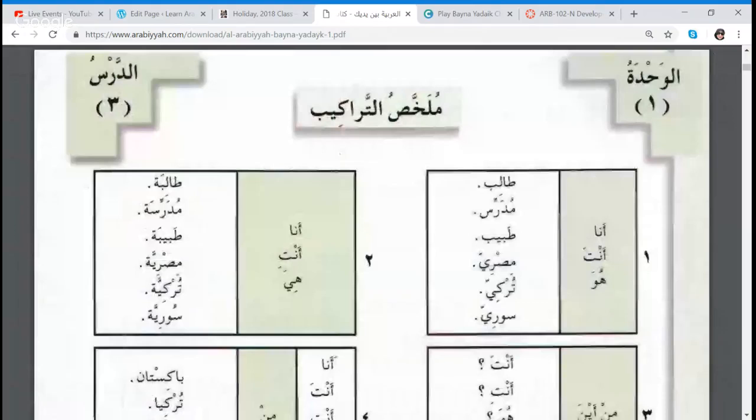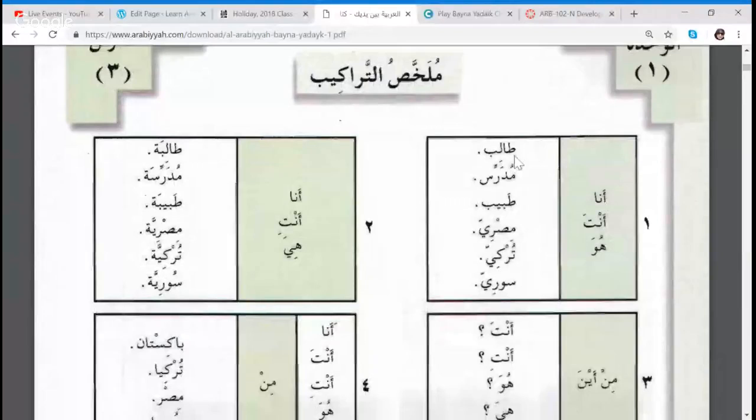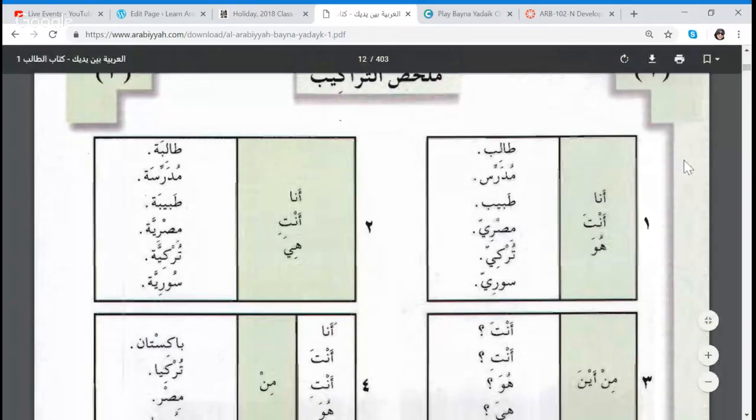Okay, what you're doing here is you're going to go word by word. You need a word from the first box and a word from the second box. You're going to read each sentence one by one, and you're going to stop and tell me what it means. Okay, so start with Ana Talib. I am a student. Okay. Read it for me. Ana Talib.